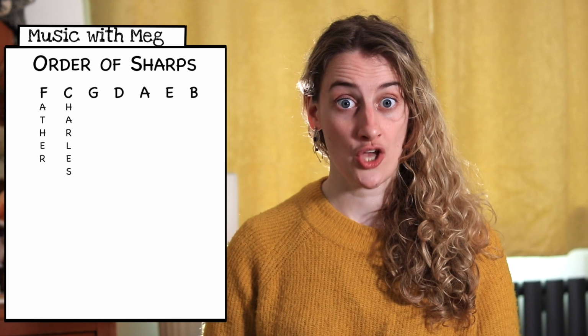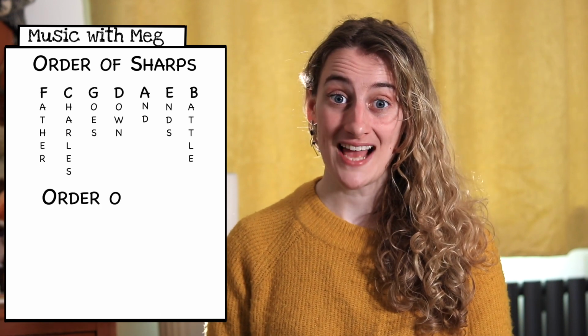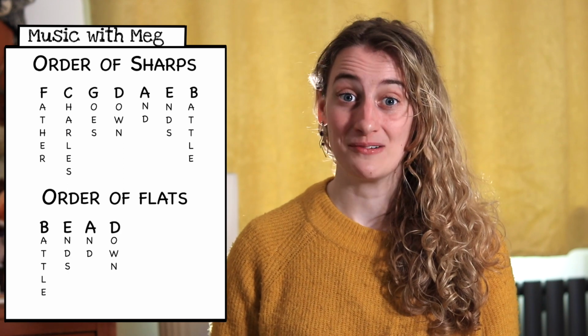The order of sharps: F, C, G, D, A, E, B. Father Charles goes down and ends battle. And the order of flats is the same thing, reversed. So that's battle ends and down goes Charles's father. B, E, A, D, G, C, F. So that's the order of sharps and flats.